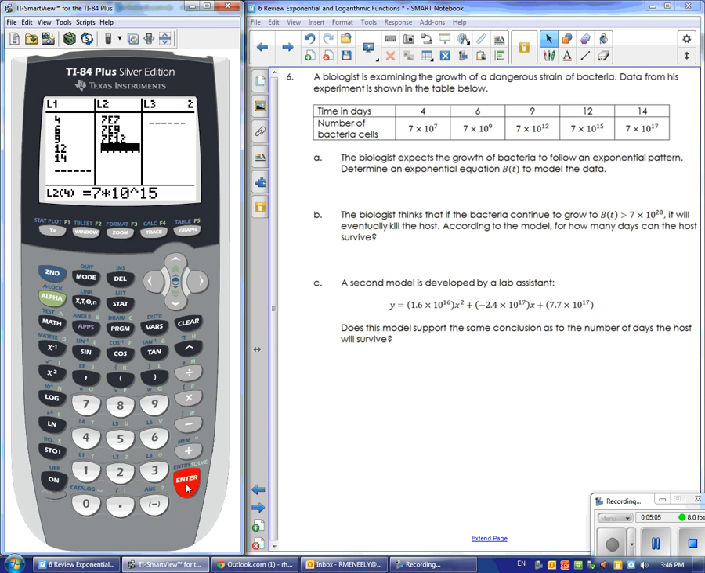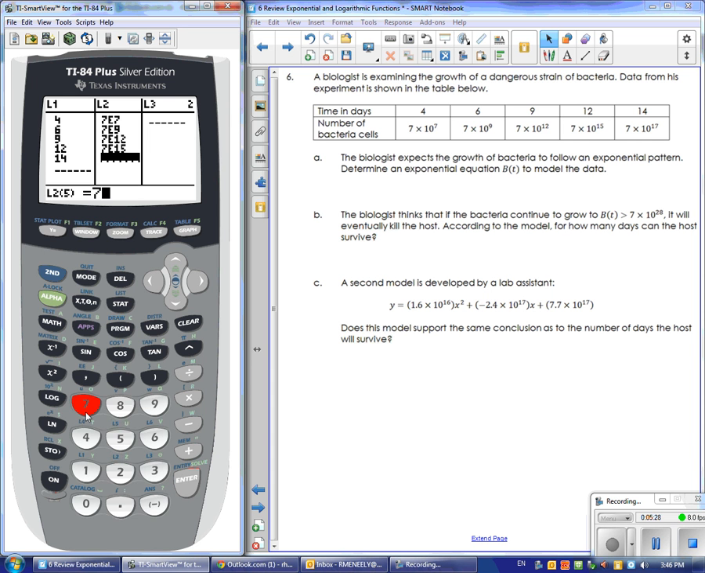There's another way that you can enter scientific notation into your calculator, and it actually uses the E. Notice that above the comma, there's a double E. That's another way that you can type in scientific notation. So for example, this last data piece is 7 times 10 to the 17th. What it's ultimately going to say in my list is 7E17. Well, I can just type in 7E17.